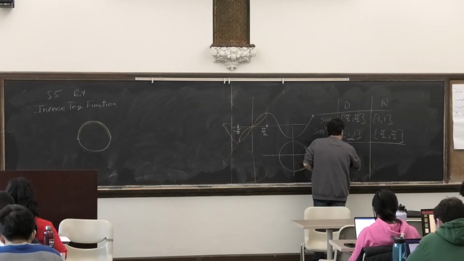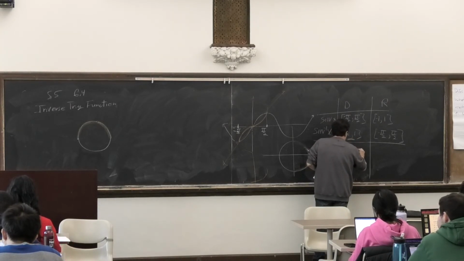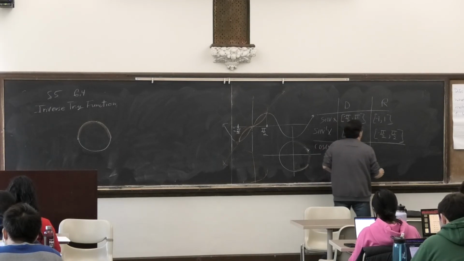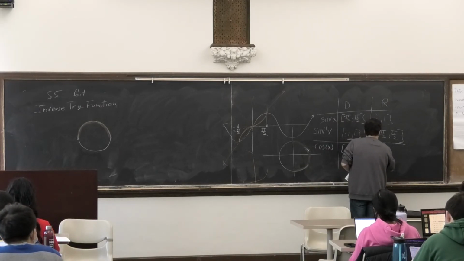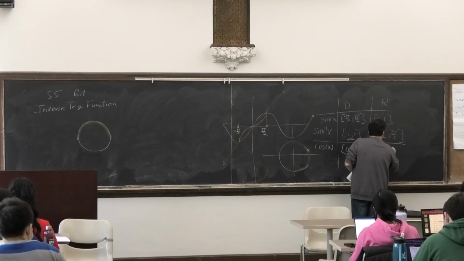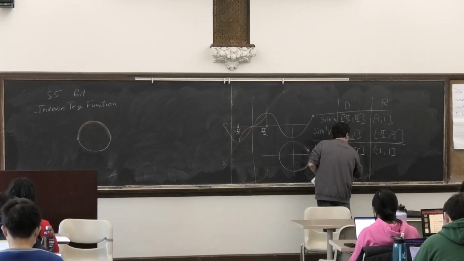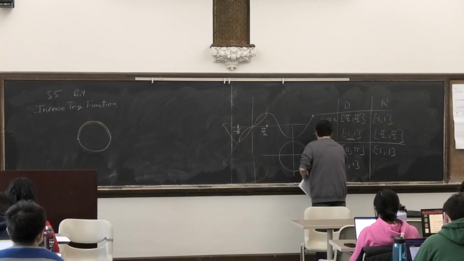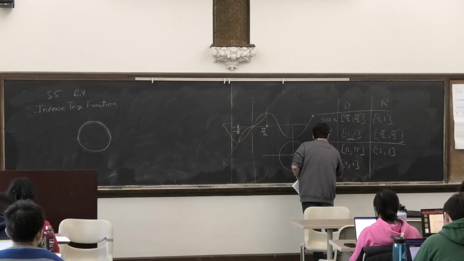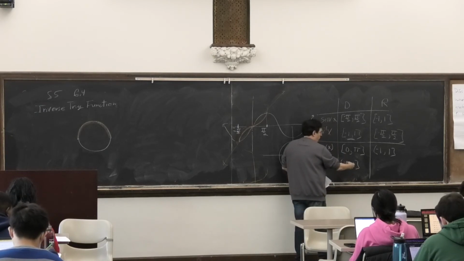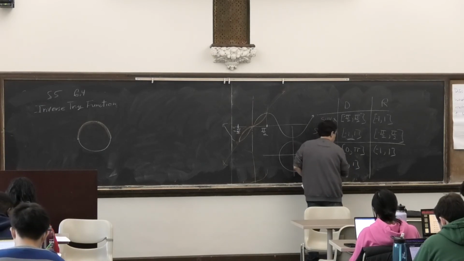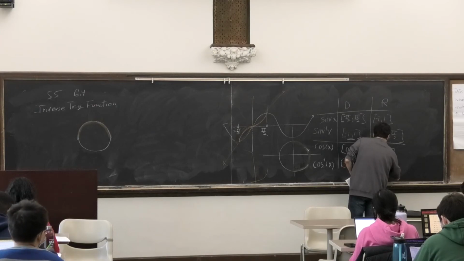The domain we're going to pick is 0 to pi, and of course it has the same range. So the domain of the inverse cosine, of course, is -1 to 1, but the range is going to be from 0 to pi.